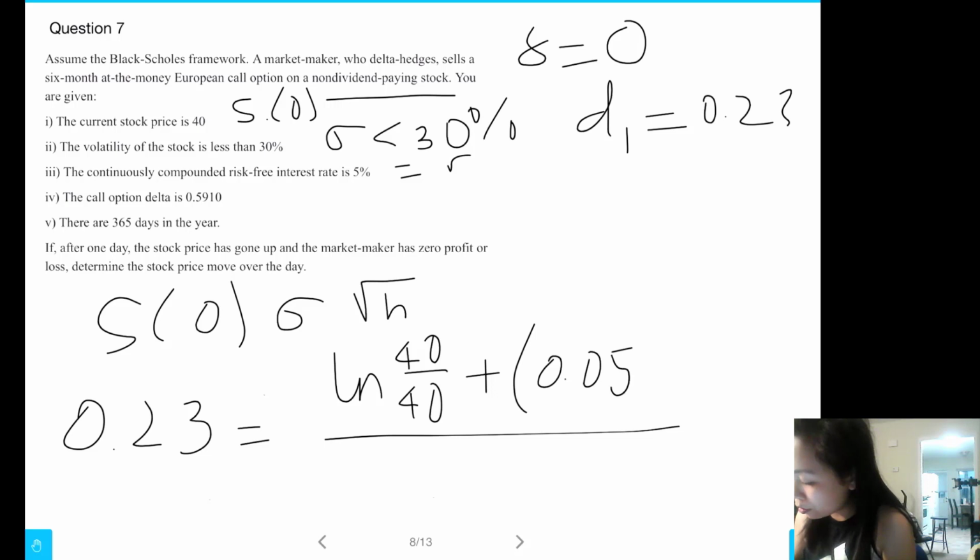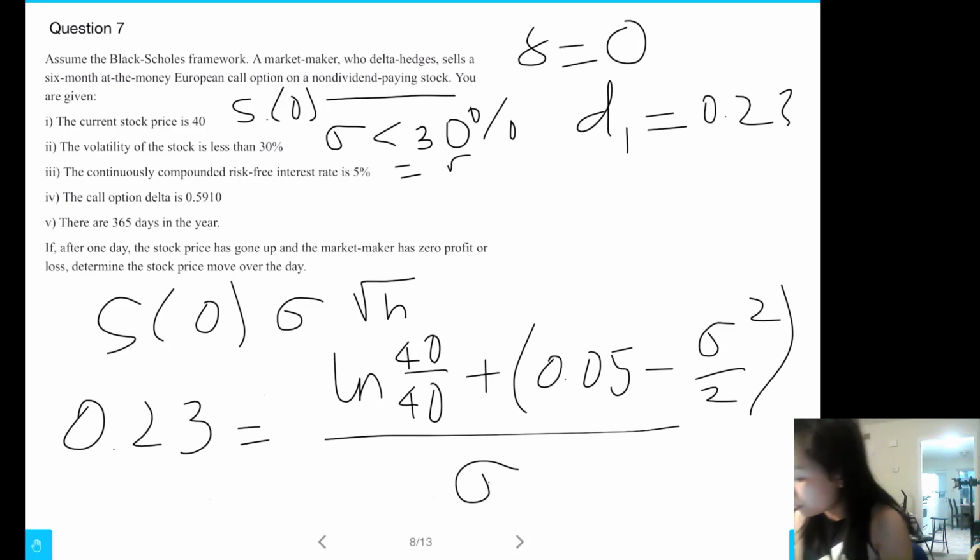Delta is equal to 0 minus sigma squared over 2, over sigma square root of T. T here is 1 year, so it's just 1, so it's just sigma. And from here, we are going to solve for sigma, right, we are going to solve for sigma.